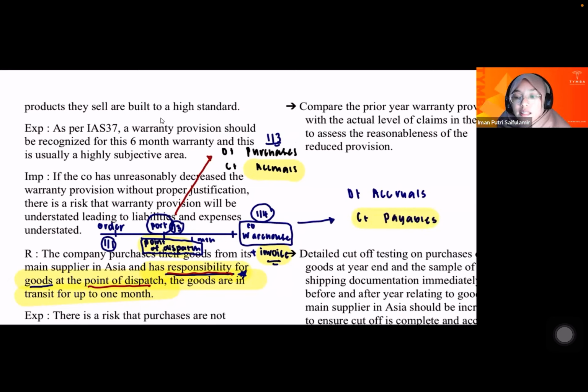So basically, this is the double entry here. Okay, this is how it's very confusing, right, guys? So far, do you guys understand? And do you guys understand why we credit accruals instead of payables?